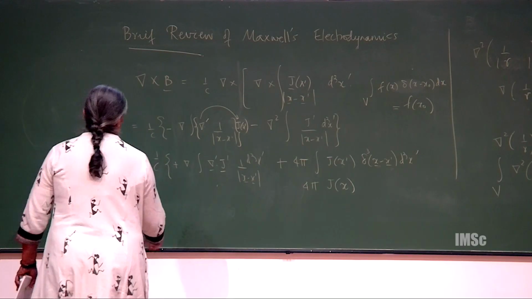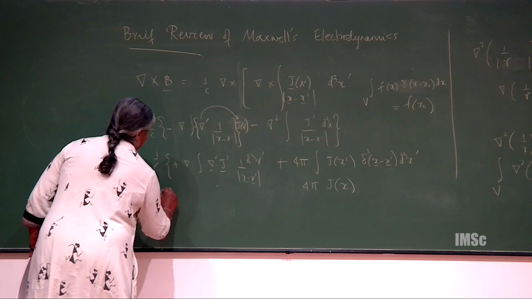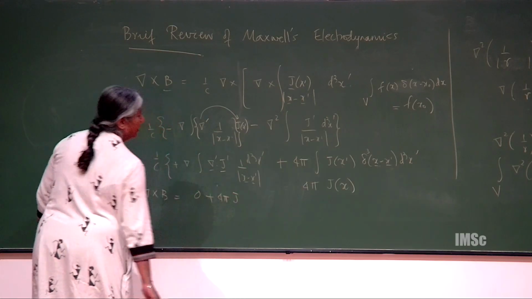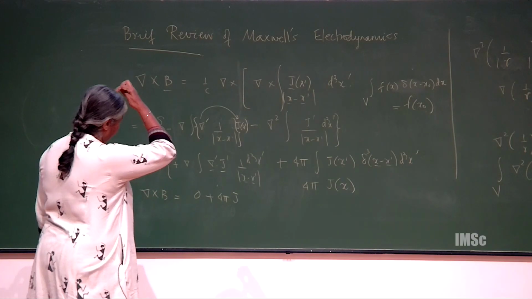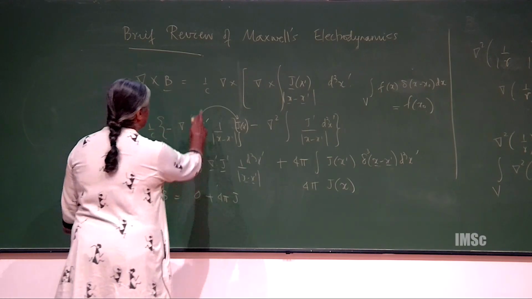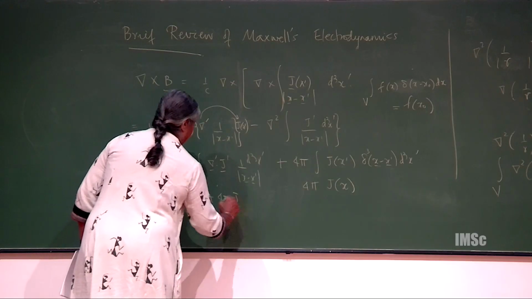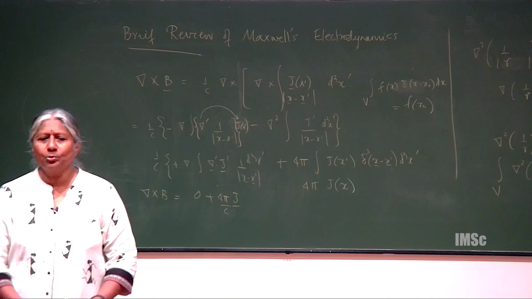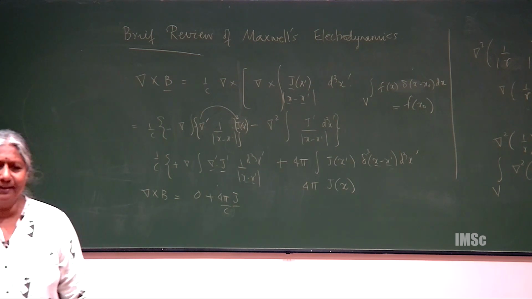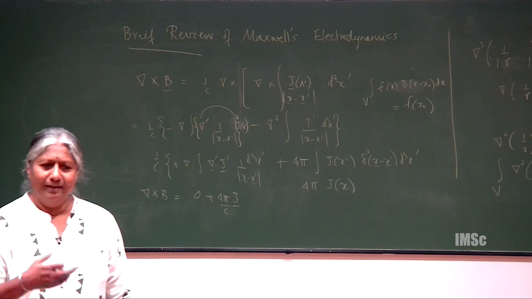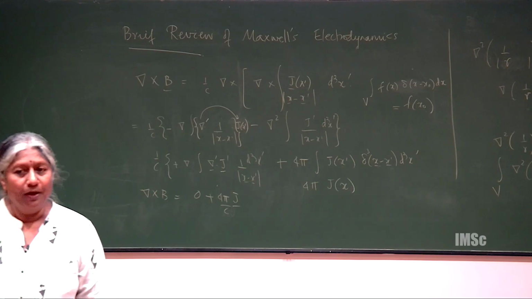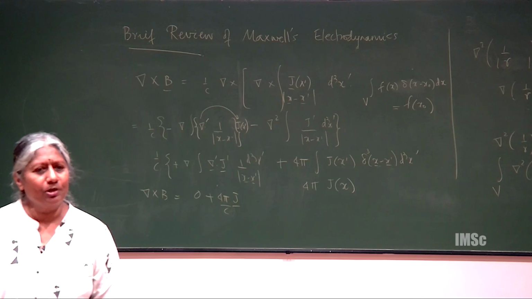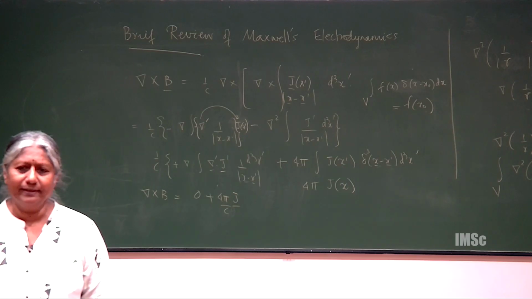So what will happen? You will just get del cross B is equal to 0 plus 4 pi j. Actually there was a 1 by c, so I should get a 1 by c j. And it will be easier to correct for j, the displacement current, rather than to solve this integral when del dot j is not equal to 0. That's why I already showed you the continuity equation. What is wrong with del dot j equal to 0 in the general case?